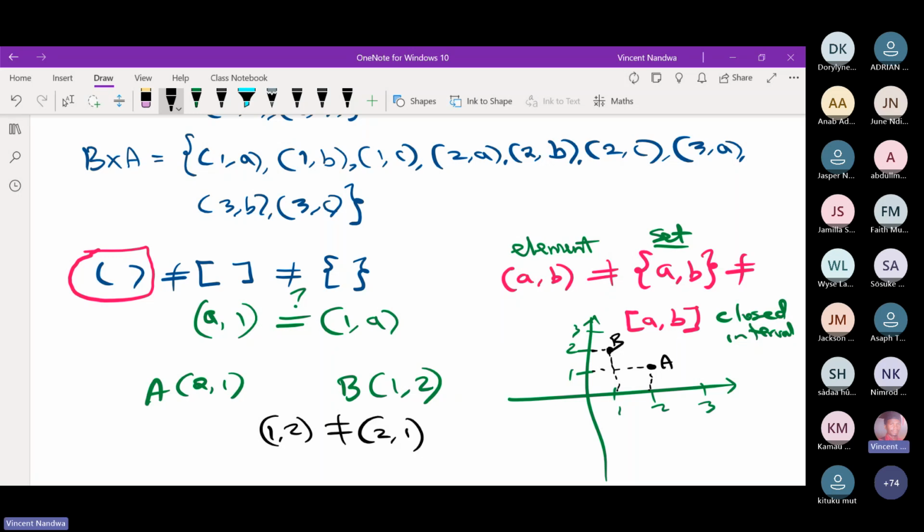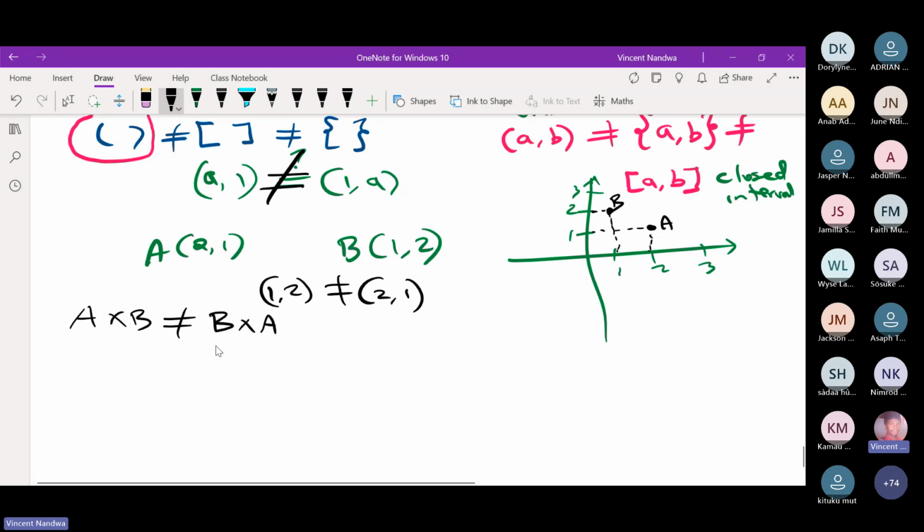Therefore the element A, comma 1 and the element 1, comma A are not equal. These two are never the same. So you can't say that A cross B is equal to B cross A. Those two sets are not equal, but they are equivalent. Equivalent means they have the same cardinality. So the cardinality of A cross B is the same as the cardinality of B cross A, but the two sets are not equal. They're equivalent but not equal.